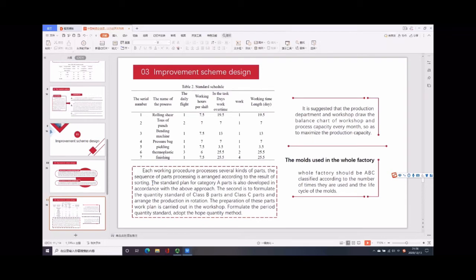Formulate the period quantity standard and adopt the whole quantity method. It is suggested that the production department and workshop draw the balance chart of workshop and production capacity every month so as to maximize the production capacity. And the parts used in the whole factory should be ABC classified according to the number of times they are used and the life cycle of models.